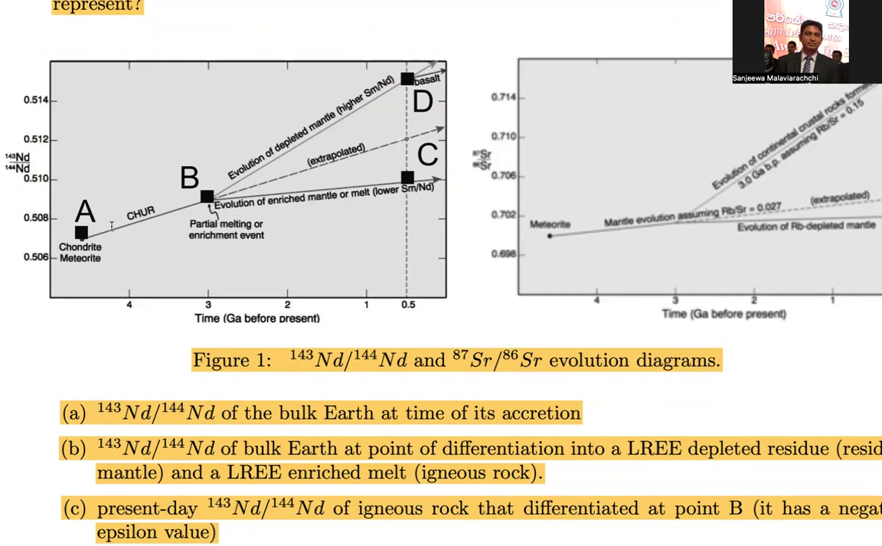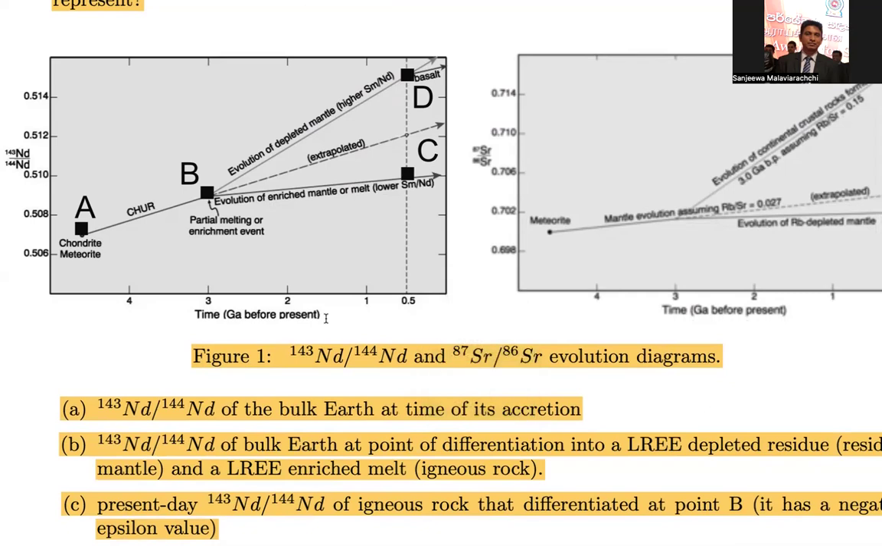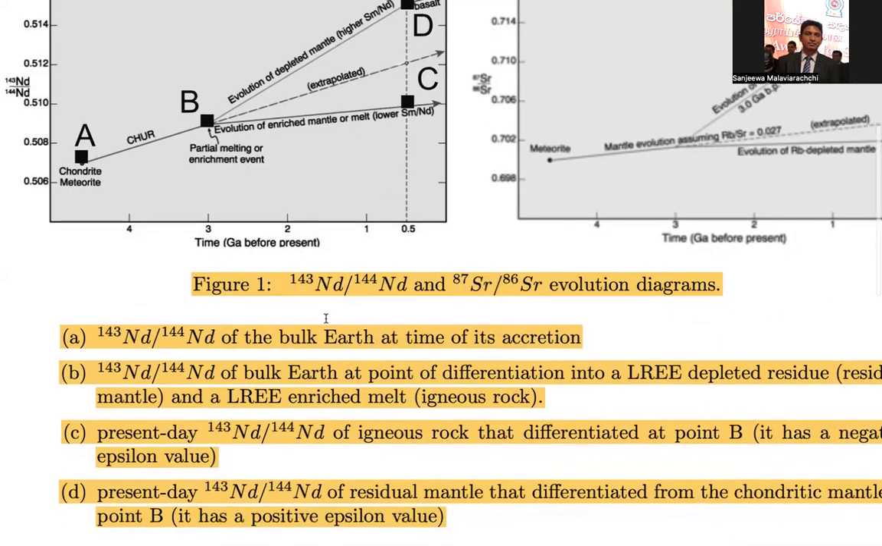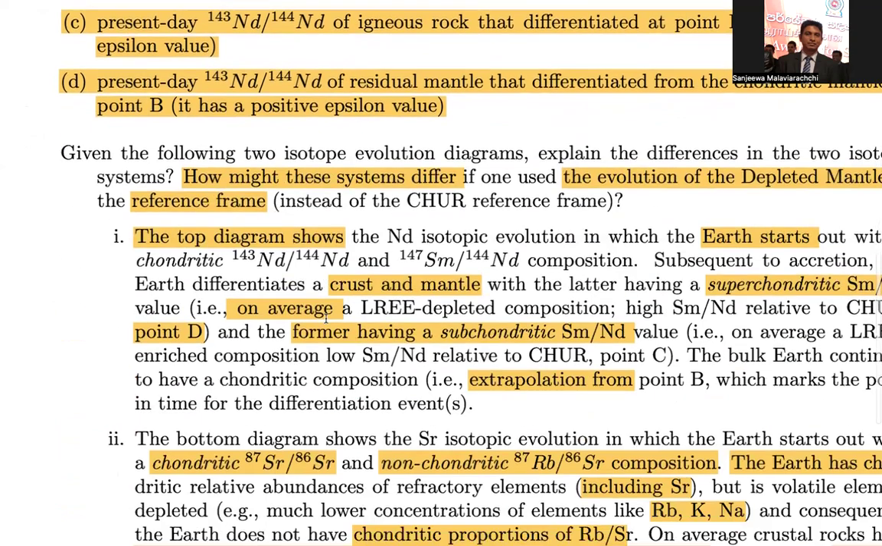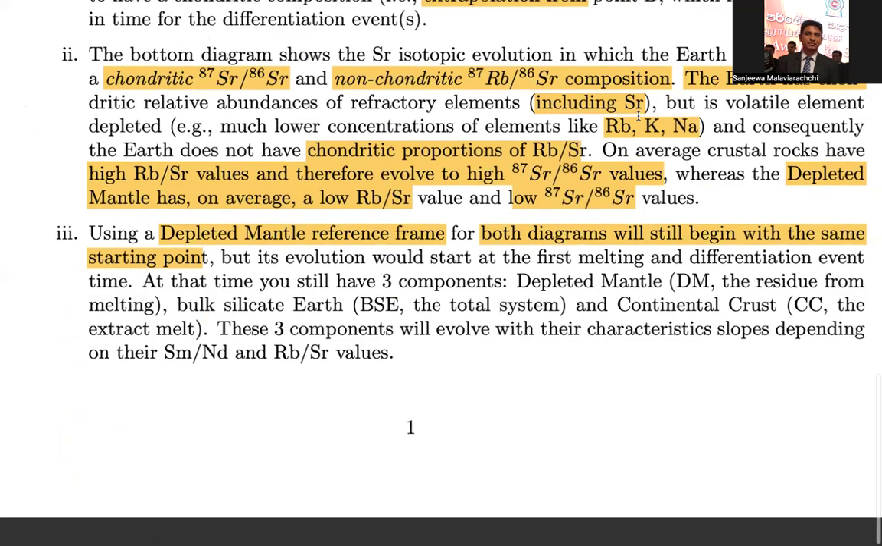Actually, for extrapolation, you definitely need this line, right? Otherwise, how can you do the extrapolation? So you can keep all these sections as they are. The only thing is, instead of Ch values, you have to use the depleted mantle isotope ratios. Remember the model age calculations we did, the Ch model age calculation and the depleted mantle model age calculation. But its evolution would start from the first melting and differentiation.